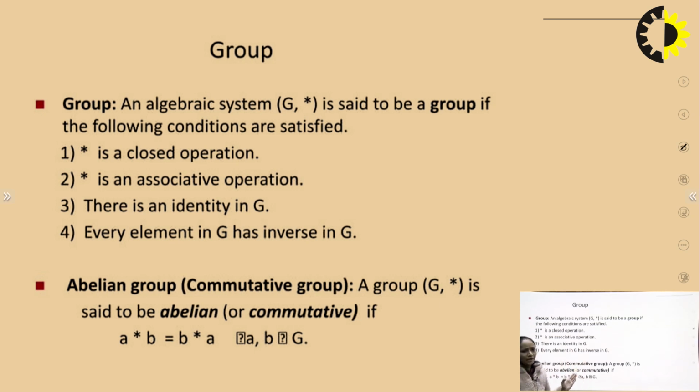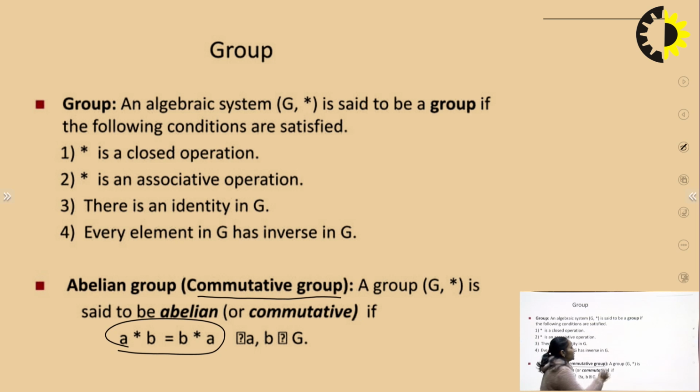Next is the abelian group, which is also called a commutative group. What is an abelian group or commutative group? As the name suggests, with the above four properties, commutativity exists. What is commutativity? A cross B is equal to B cross A. With the above four properties, if one more property, commutativity, A cross B is equal to B cross A, also exists, then it is called an abelian group or commutative group.